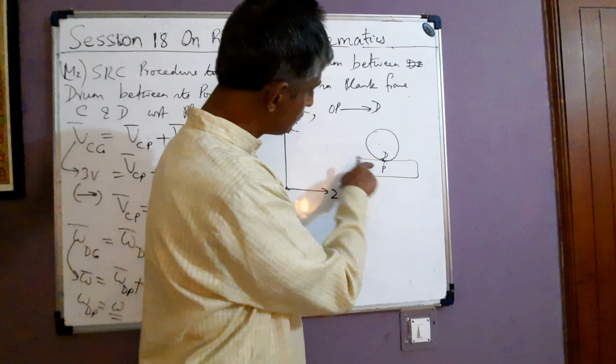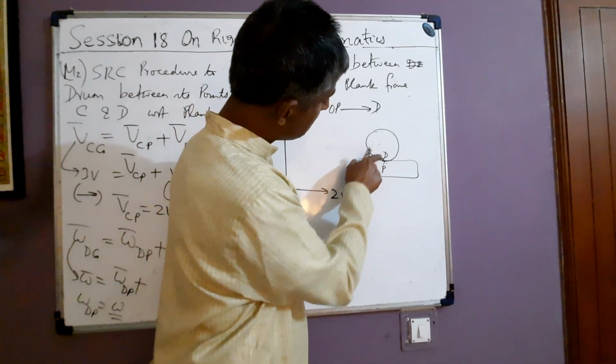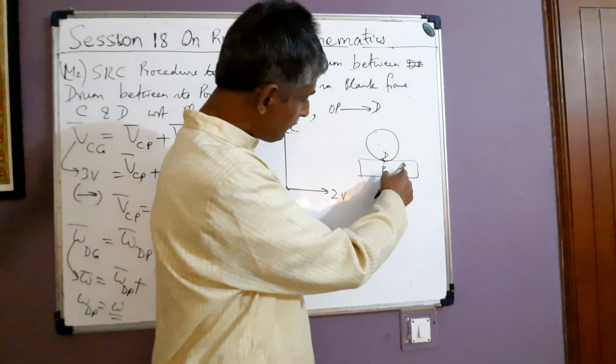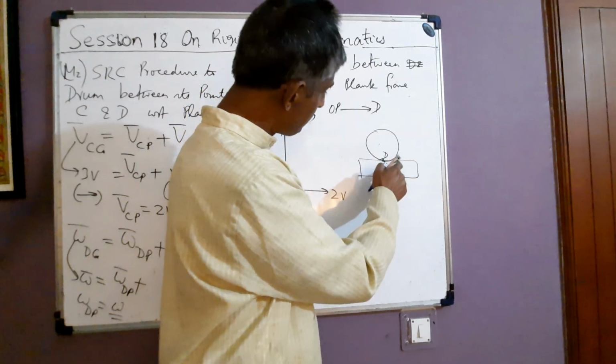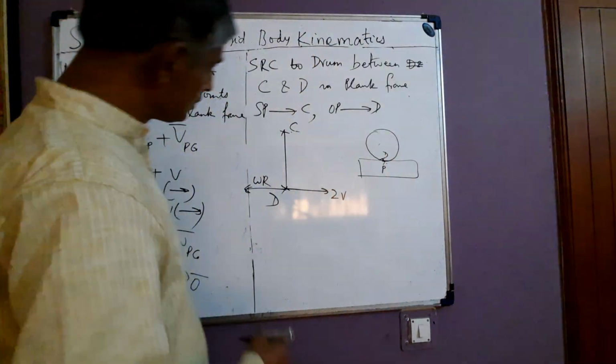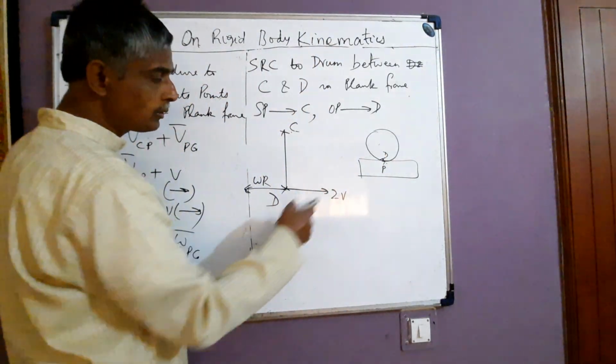So in the frame of the plank also, D will have the same velocity as point P. In the frame of the plank, P has a zero velocity. So in the frame of the plank, D will also have a zero velocity. So the velocity of D is the vector sum of these two and is zero.